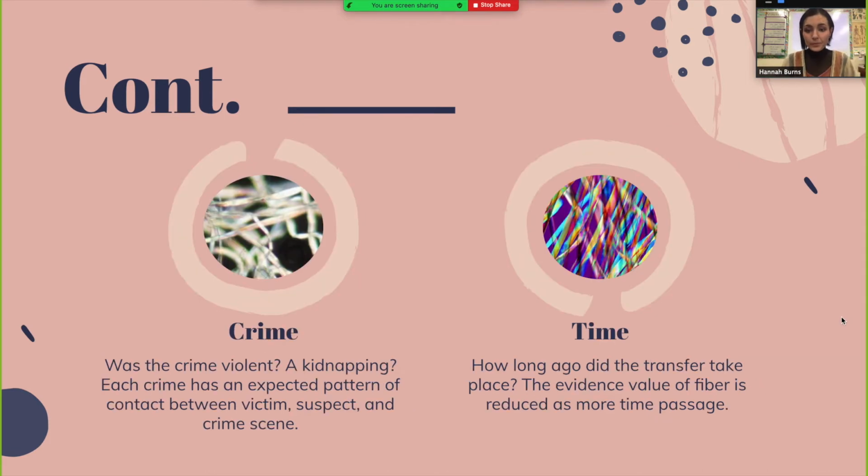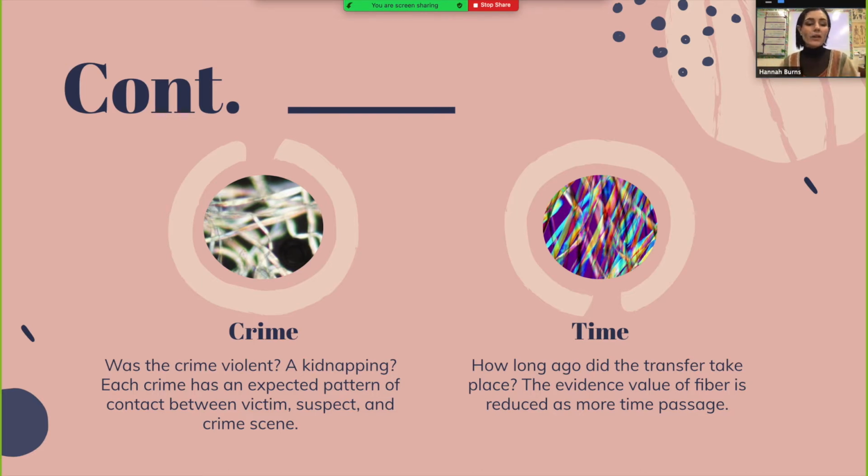For crime, you want to look at what type of crime was committed. Was it a violent crime? Was there a kidnapping involved? Every crime has its own expected pattern of fiber transfer between the victim and the suspect and the crime scene. So knowing the type of crime can give you some insight as to what kind of evidence you're going to look for and where you're going to look for those fibers. And then, of course, to make sure that they correlate to put your whole story together.